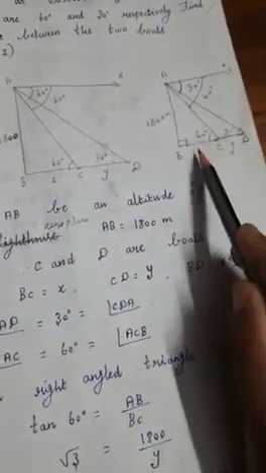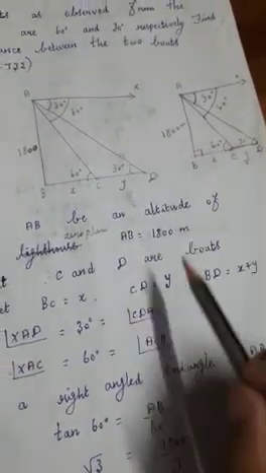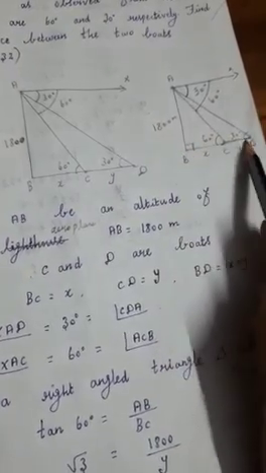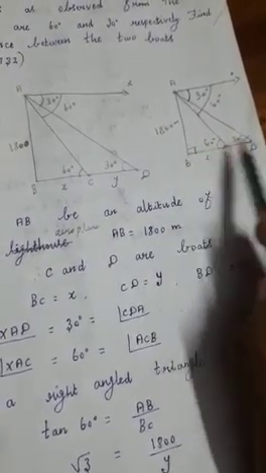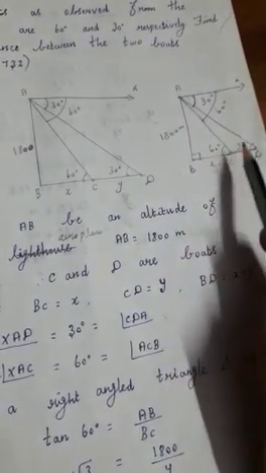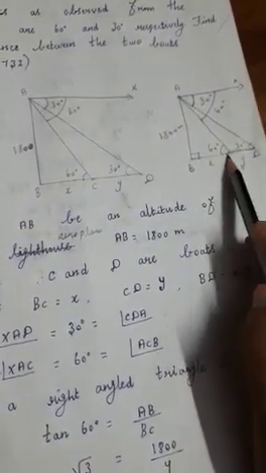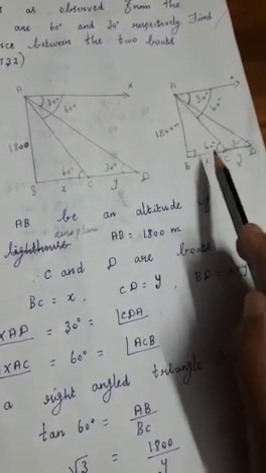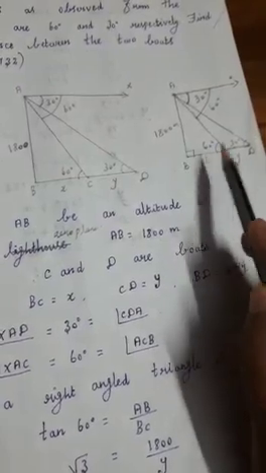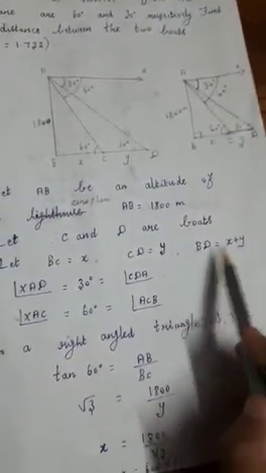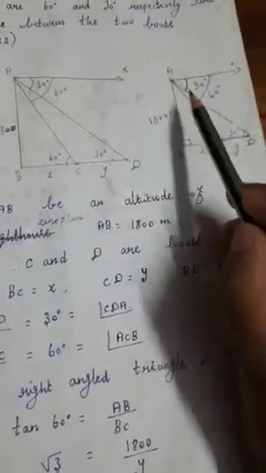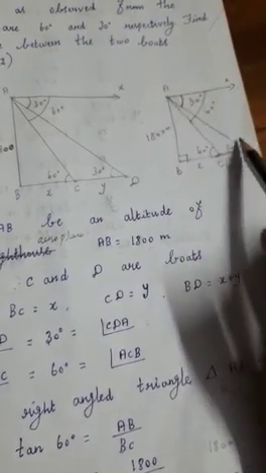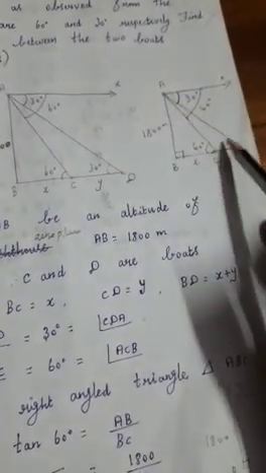The BC distance we have taken as X, and the CD distance we have taken as Y. Both together, from this ground point to this end, what is the distance? BD. BD means BC plus CD. BC we have taken as X, CD as Y, so BD is X plus Y. That is what we have written here. Now, how can we write the angles, which angles are equal? First 30 degree, angle XAD. So that is 30 degree.